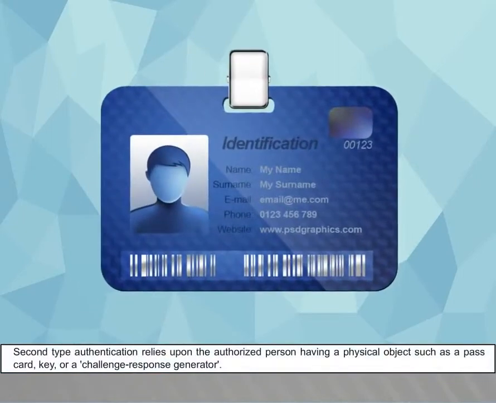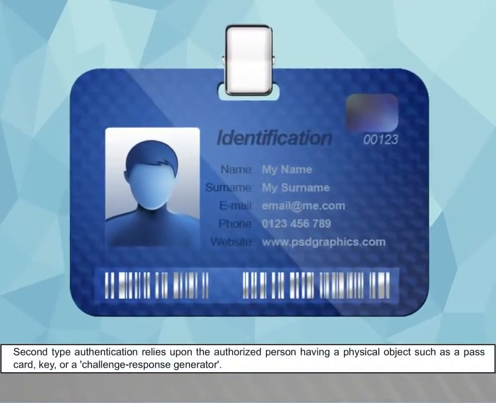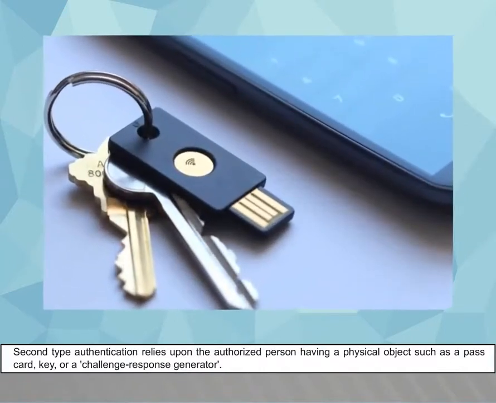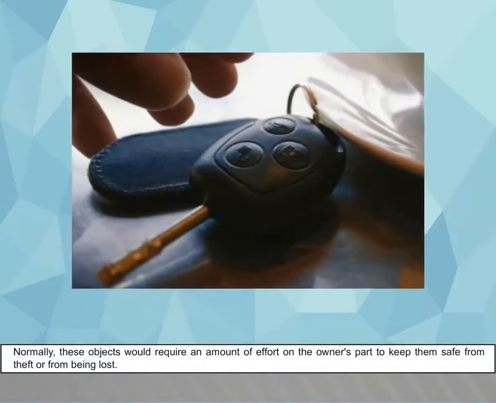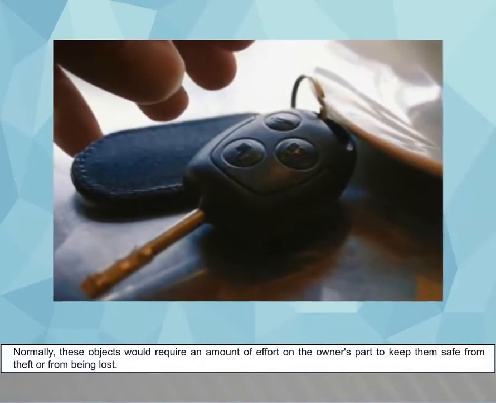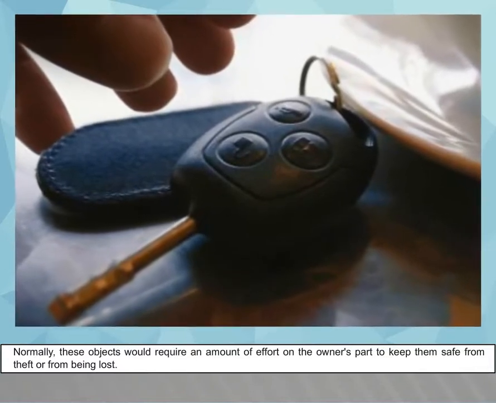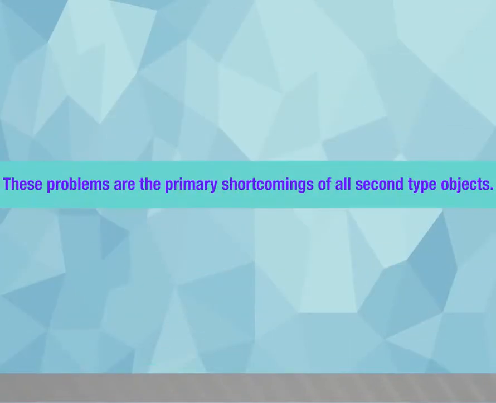Second type authentication relies upon the authorized person having a physical object such as a passcard, key, or a challenge response generator. Normally, these objects would require an amount of effort on the owner's part to keep them safe from theft or from being lost. These problems are the primary shortcomings of all second-type objects.